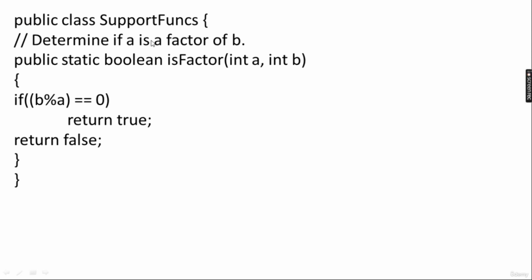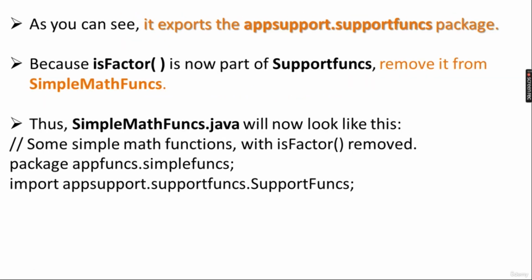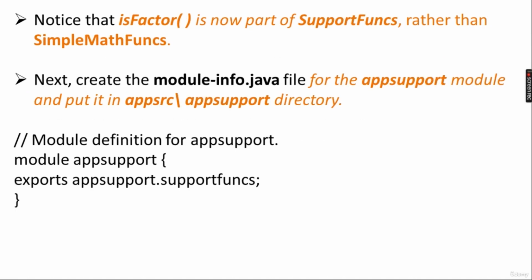Now, to find out if A is a factor of B: if B modulo A is zero, meaning B is completely divisible by A, then it is true that A is a factor of B; otherwise A is not a factor of B. Each factor is now part of support functions rather than simple mathematical functions. Next we will create the module-info.java file for the app support module and put it in the app source app support directory.